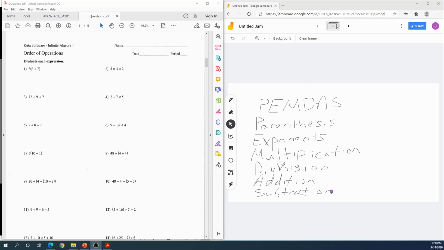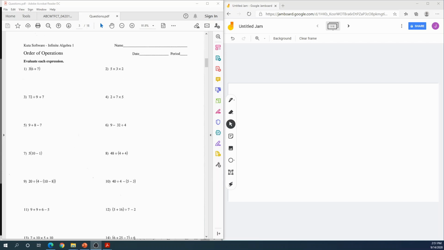Wow. As you can tell, us engineers, we are better with math than we are with writing and spelling. The other way we can remember PEMDAS is please excuse my dear Aunt Sally. So let's run through a couple of these problems really quick. I'm sure most of you guys already have a good grasp on this. But let's look at problem number 1.